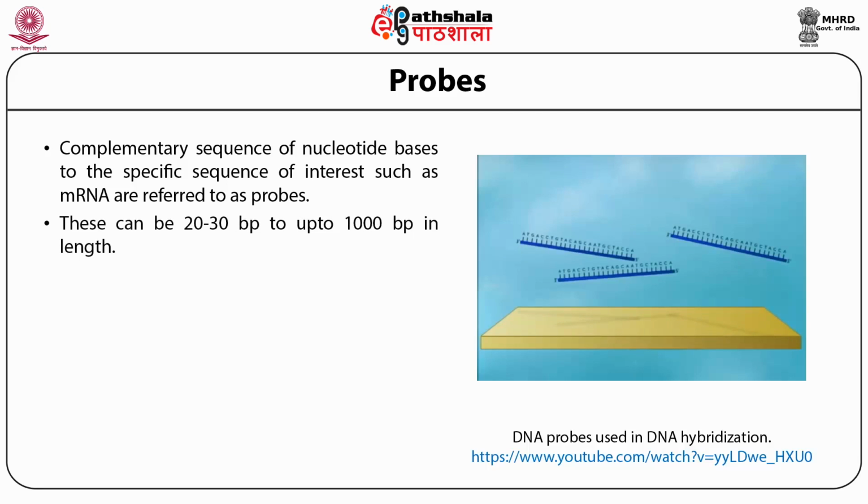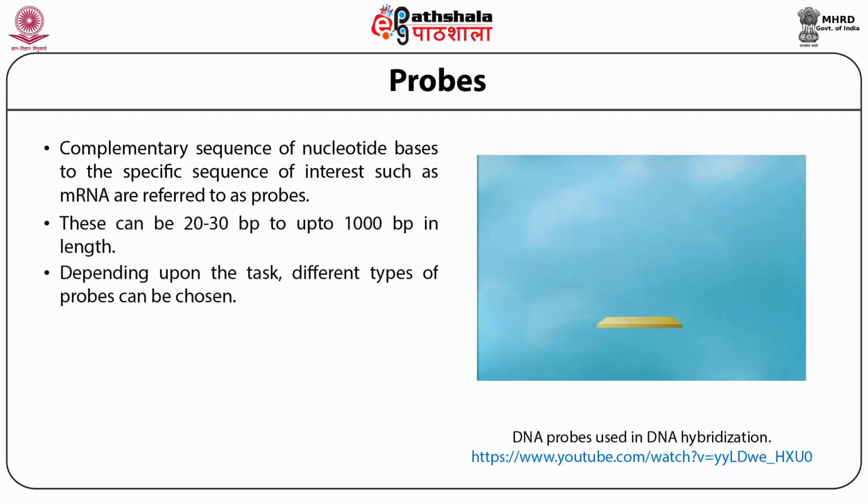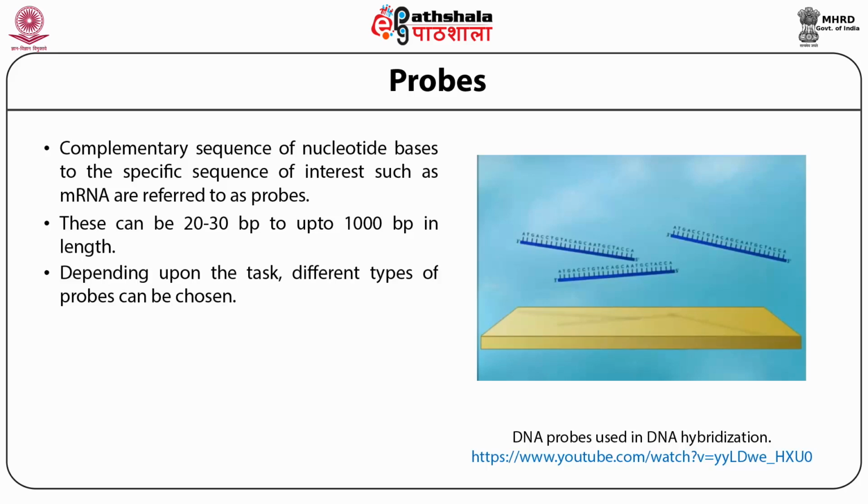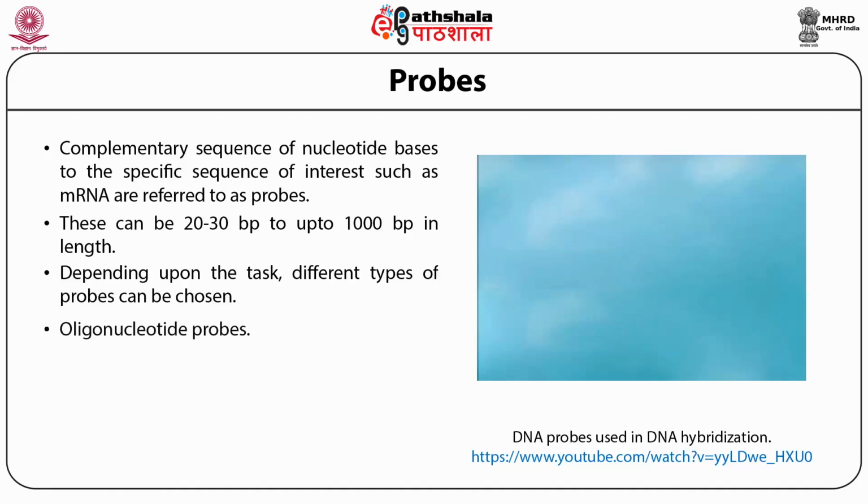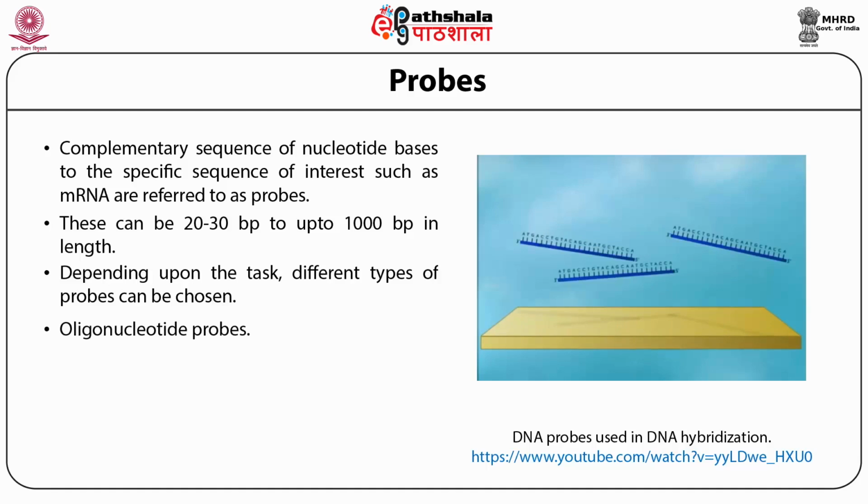These can be 20 to 30 base pair to up to 1000 base pair in length. Depending upon the task, different types of probes can be chosen. 4 types of probes are currently available to carry out the process of ISH. First, oligonucleotide probes. Probes can be synthesized synthetically from commercially available oligonucleotides if the target sequence is known.